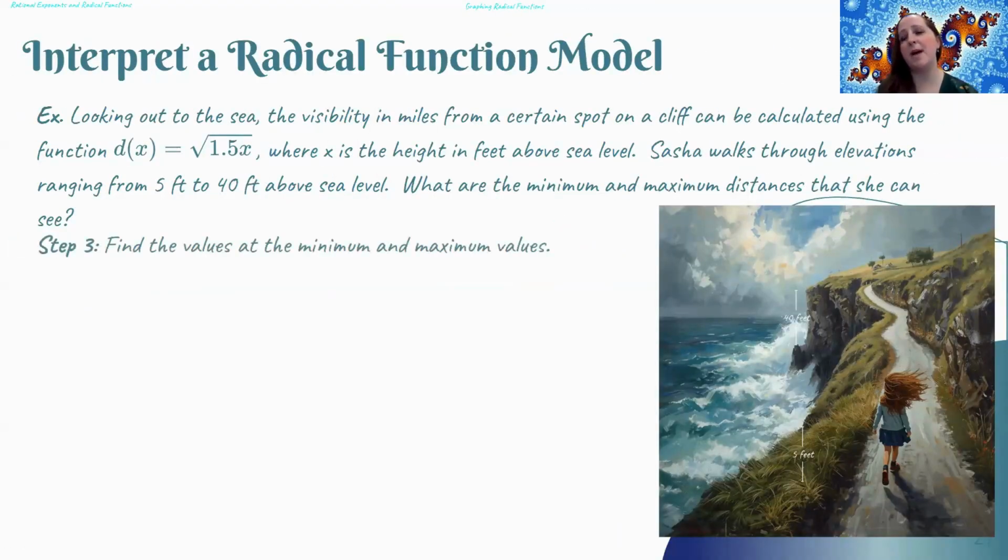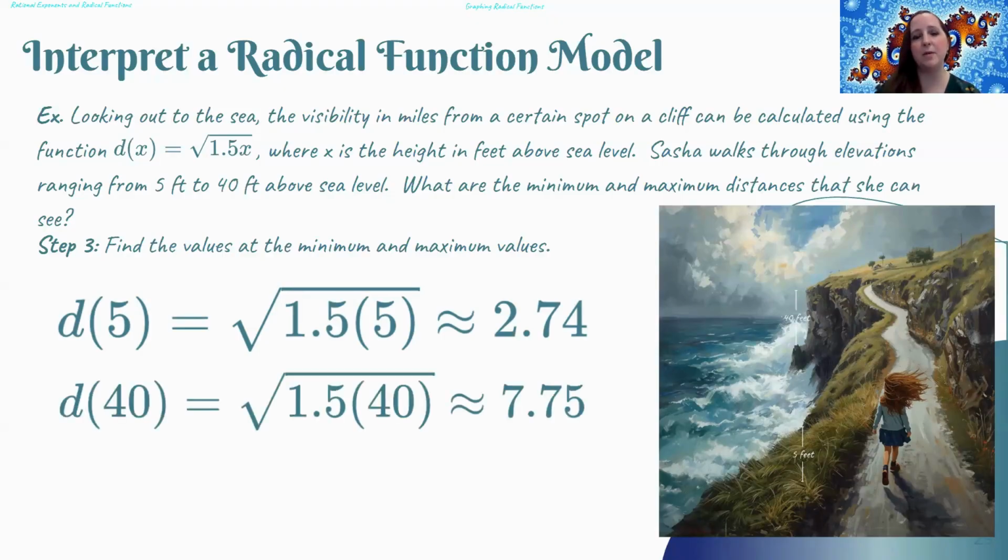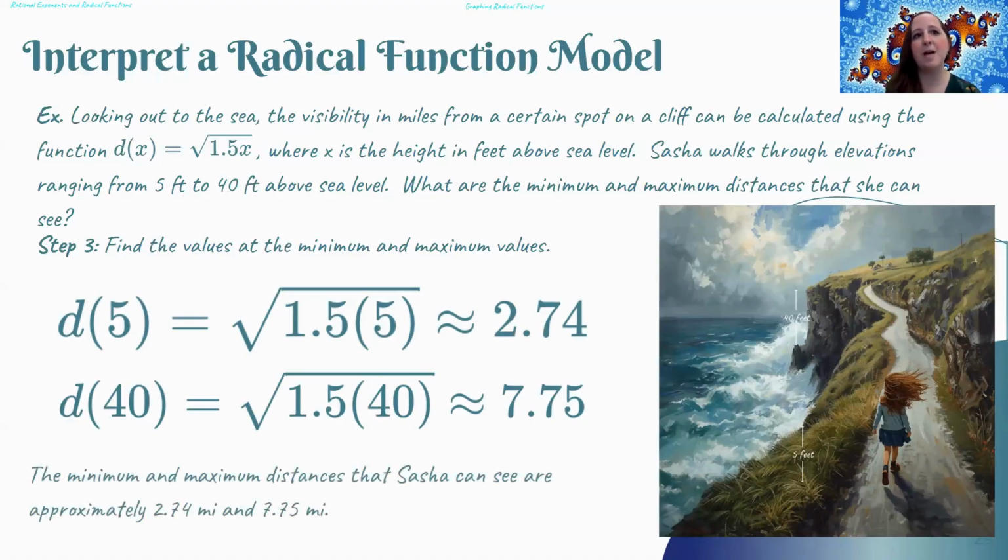I can find what my minimum and maximum values are by either looking at the graph. If I'm using something like Desmos, I can use the find button on my calculator. If I'm not using something like Desmos, I can substitute those values in for x and simplify them using a calculator, which will give me my minimum and maximum values. Okay. So if I put 5 in, the square root of 1.5 times 5 is approximately 2.74. And if I do the same thing for my maximum value at 40, I get approximately 7.75. So my minimum and maximum distances that Sasha can see are approximately 2.74 miles and 7.75 miles.